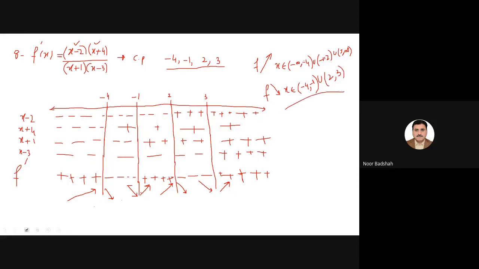And from here you see we are having a sort of mountain here, a cliff here, so that is a local max. You see we are having a well here, so that is a ditch, you can say it's a minimum. This is again maximum, and this here is minimum. What about absolute? On the extreme left, we are having plus sign. On the extreme right, we are having plus sign. So it means this function has no absolute extreme.